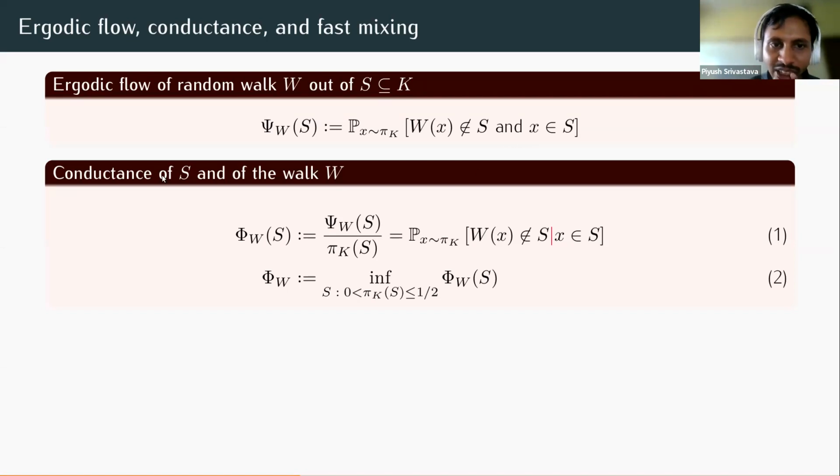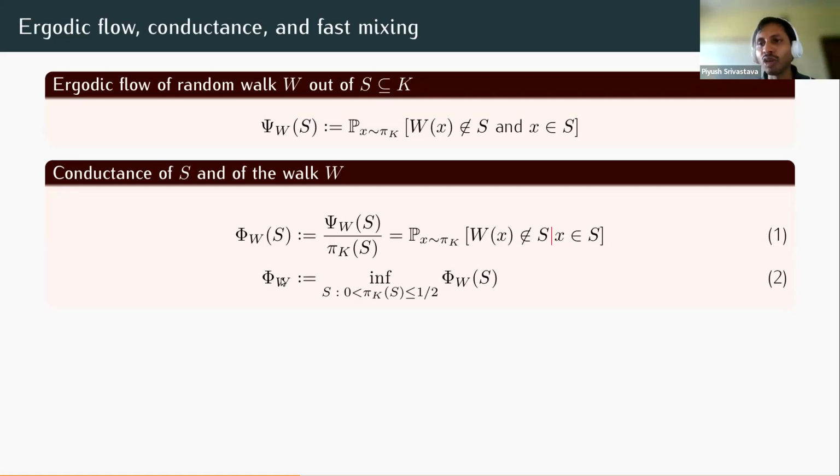The conductance of the random walk is just the conditional version of this. So conditioned on the fact that I landed in S when I first sampled the point, what is the probability that I land outside S after one step of the walk? So this is more like a surface area, or rather the second line here. So what is the conductance of the walk itself? The conductance of the walk is the worst possible value of this over sets.